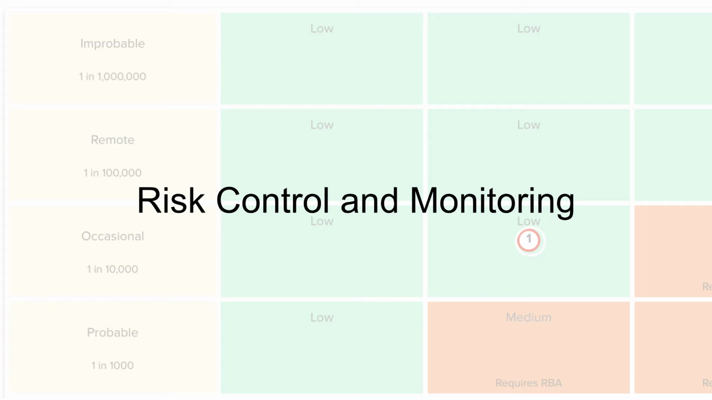So you've done your risk matrix, you've done a bunch of design controls to help lower the risk where possible, or you've done a risk-benefit analysis. Where do you go from there? Risk control and monitoring is the last step in the whole risk evaluation process, or risk assessment, I should say.